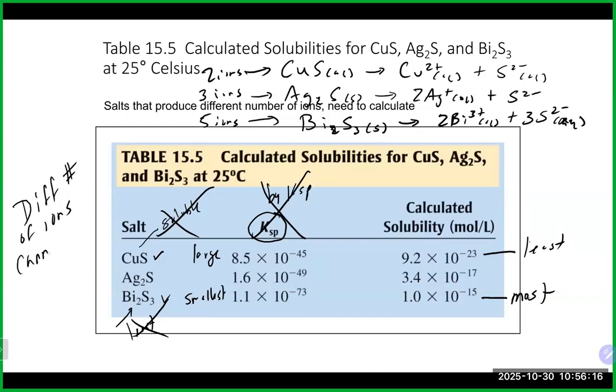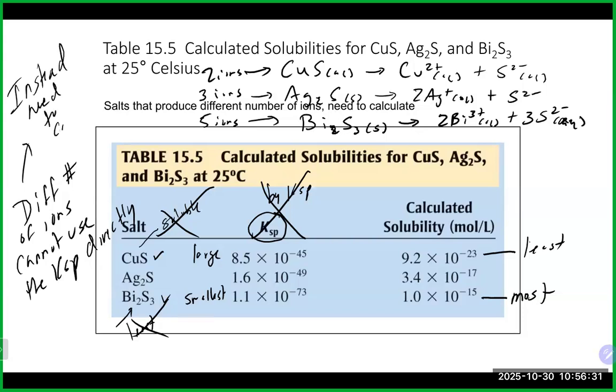you cannot use the KSP directly. Instead, you've got to do a calculation. Questions on that? So, same number of ions, good to go with the KSP to compare. Different numbers, you've got to flat out do the calculations for everybody and then compare at that point. Any questions?